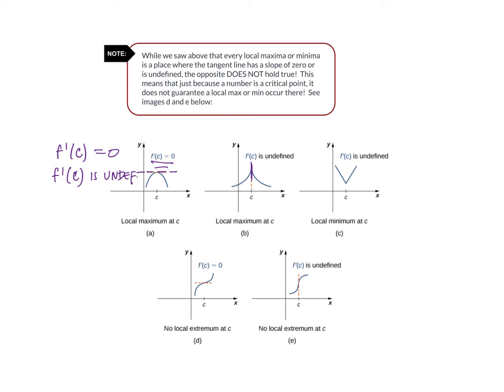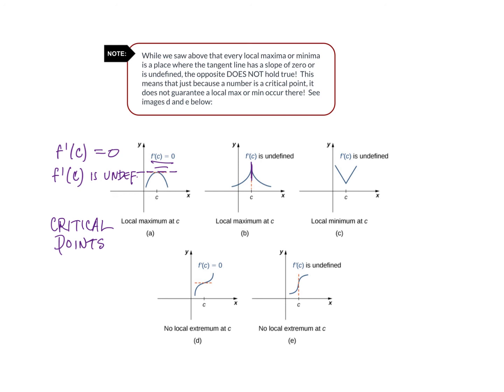Now we have a name for those points C where the slope of the tangent line is 0 or the slope of the tangent line is undefined. And we call those critical points. So if we can find those points C where the derivative is 0 or where the derivative is undefined, we have identified our critical points.